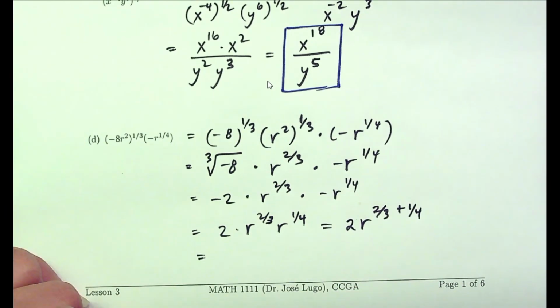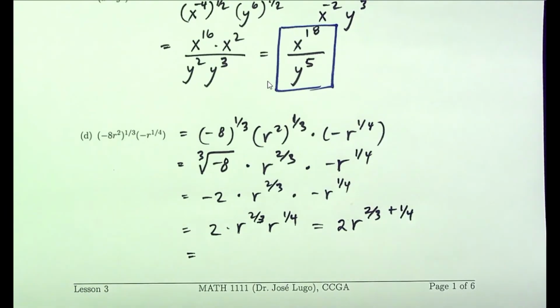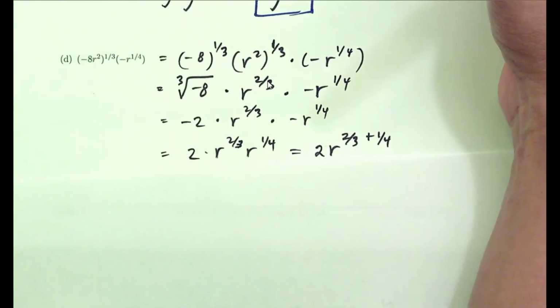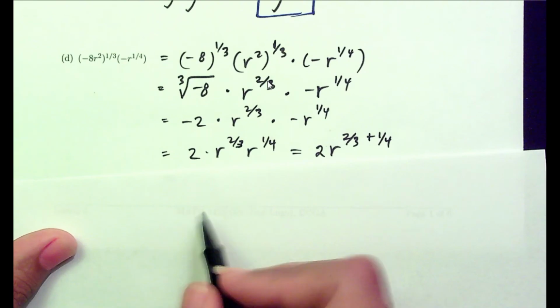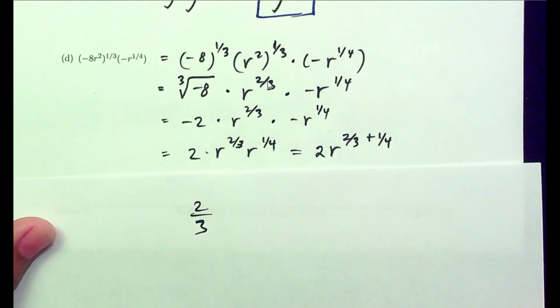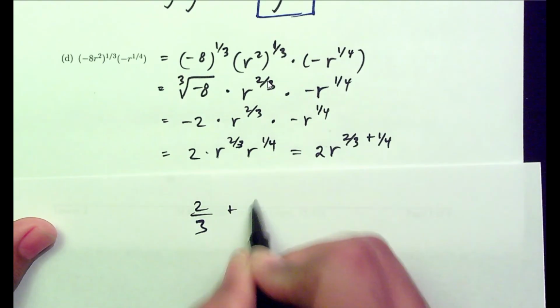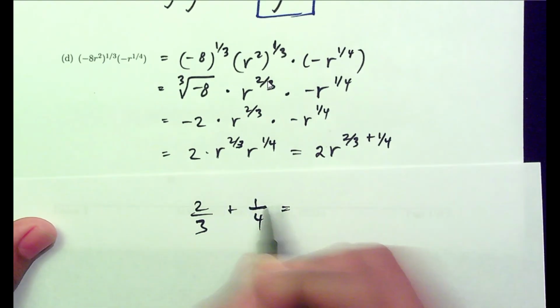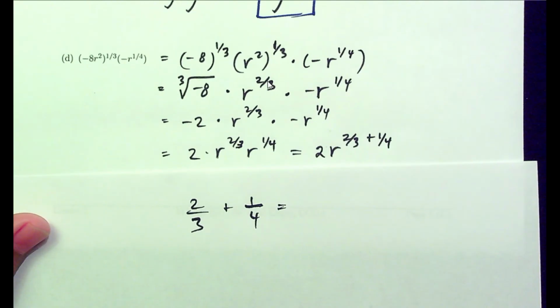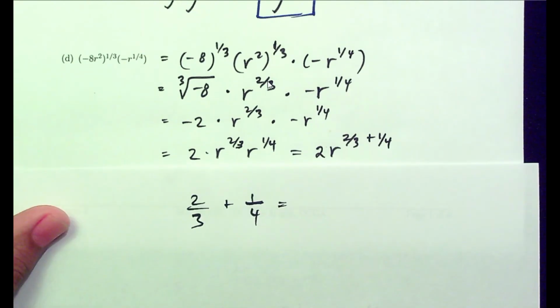You can do that either by hand or use your calculator. Not a problem. I'm going to do it by hand, just because it's good to review how to add fractions by hand. So 2/3 plus 1/4. And we need to really review this because this is going to come up soon, actually. We're going to be adding fractions with variables. The procedure is exactly the same.